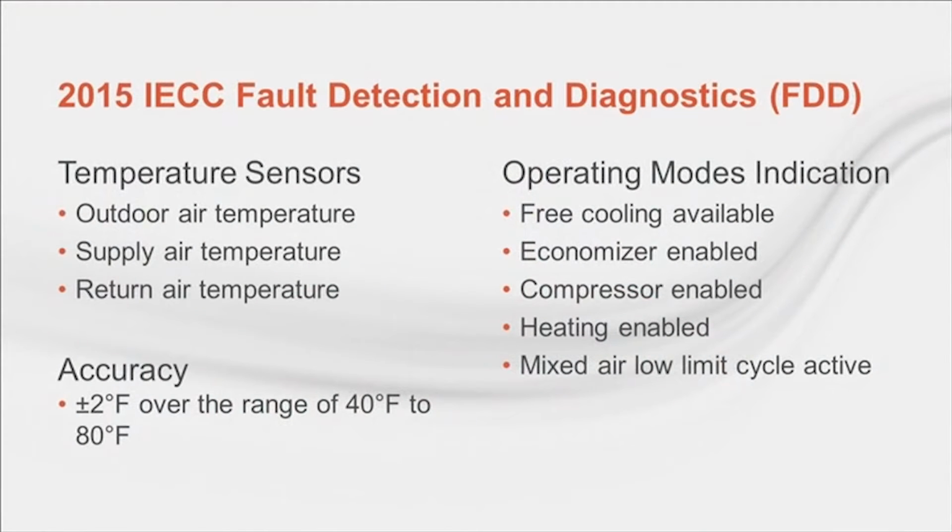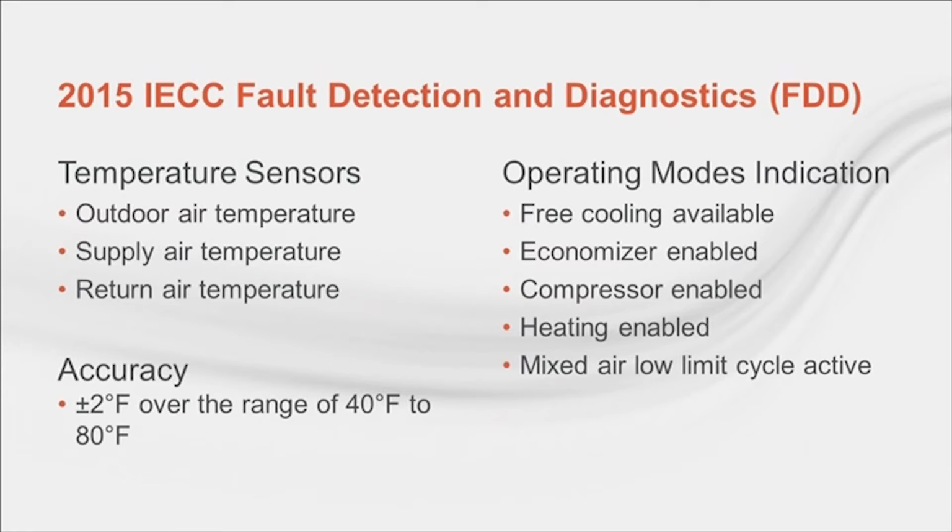That's right. Part of the Economizer requirements in the 2015 IECC include fault detection and diagnostics. These requirements state temperature sensors must be permanently installed to monitor system operation. These sensors, located to record outer air, supply air, and return air temperatures, need to have an accuracy of plus or minus 2 degrees over the range of 40 to 80 degrees Fahrenheit, the same as 90.1.